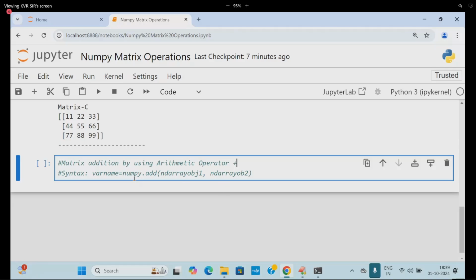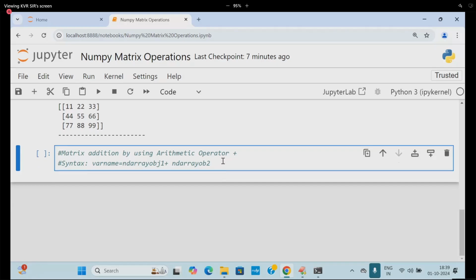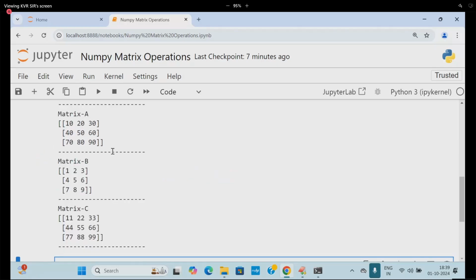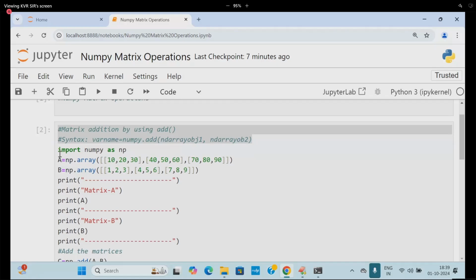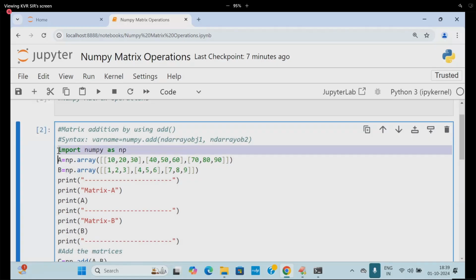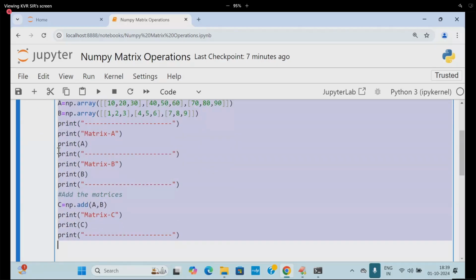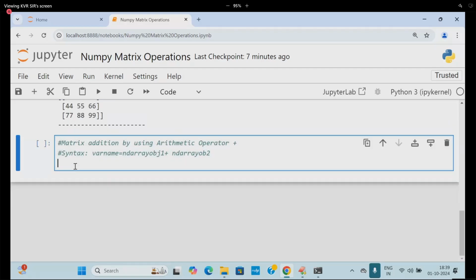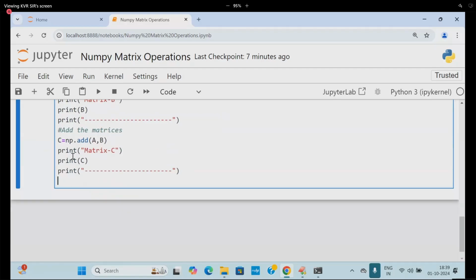Now I'm going to take another operator, the arithmetic operator plus. By using the arithmetic operator plus: ND array object 1 plus ND array object 2. How do you do that? Same to same I will carry. See here I am going to take this up, and here I am going to write it. What is this? A plus B. A plus B. Are you following me?